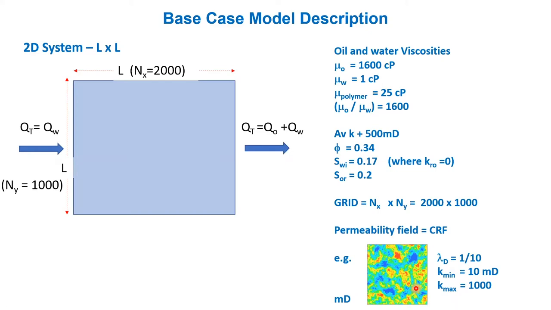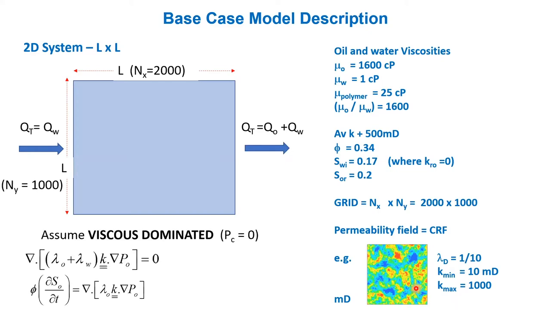So the question is, assume it's viscous dominated, so Pc is zero, with the equations we're using. What do I choose for fw star? That's my very first thing. What do I choose for the fractional flow? And the answer is you choose whatever you like.